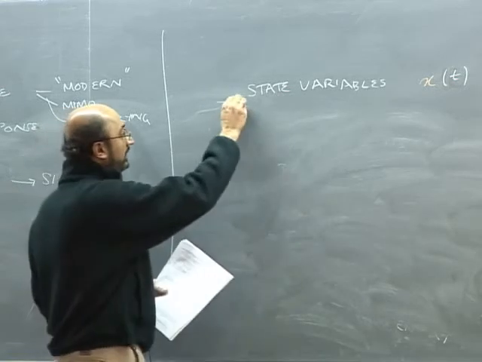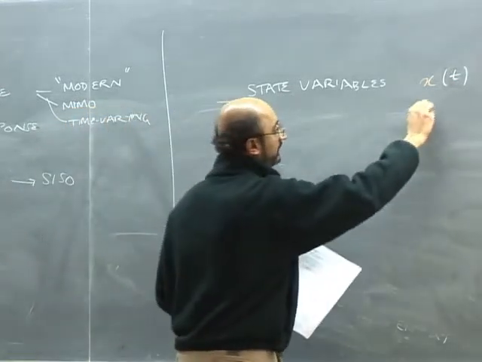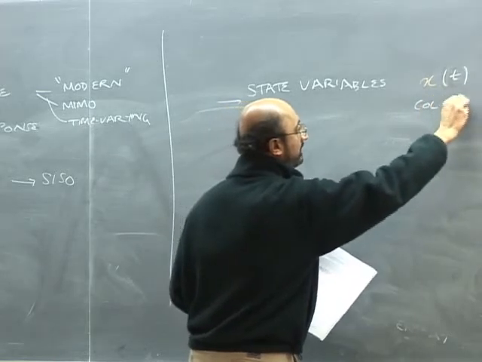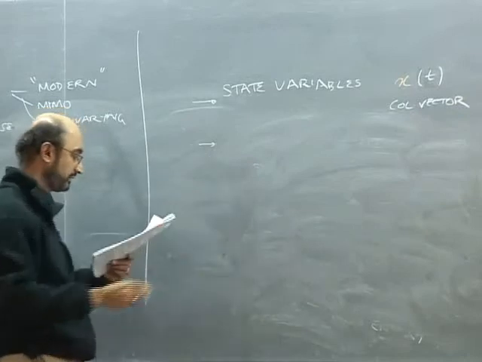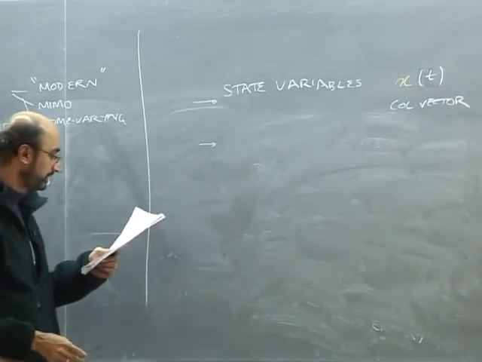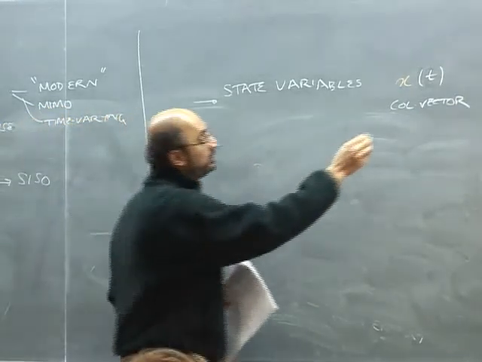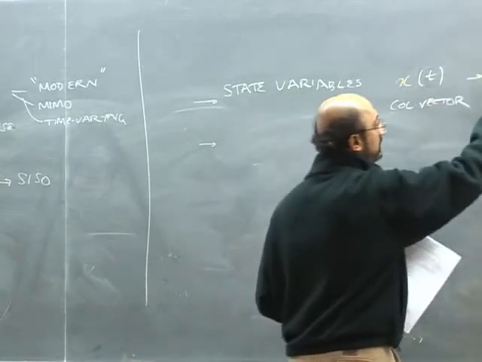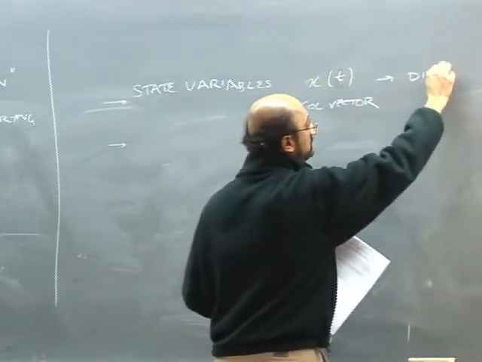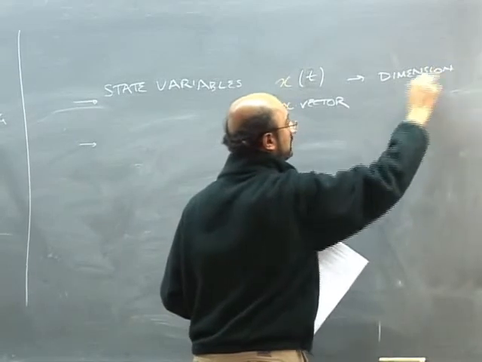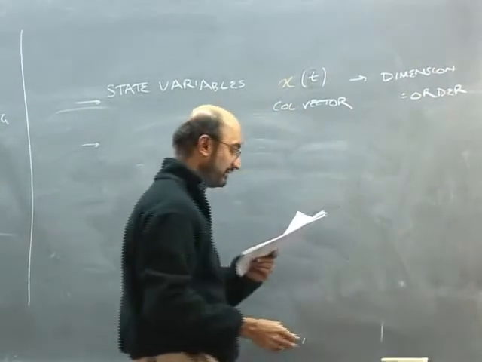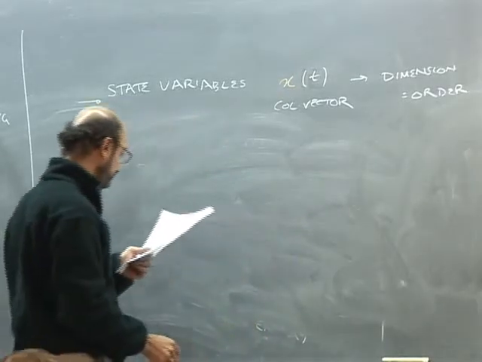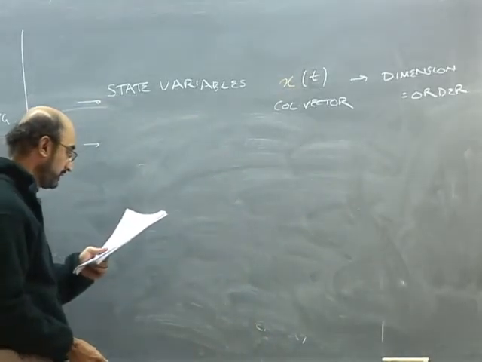The second, and this is a column vector. So this is a column vector. The second thing is, oh, I'm sorry, I need to tell you something more. The dimension. So the dimension is called the order of the system. So if you have 10, it's a column vector of dimension 10. It's called the order.